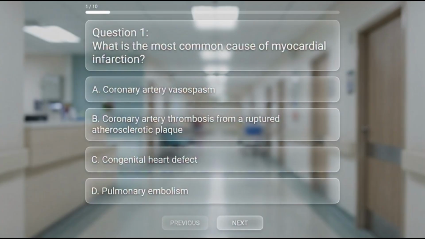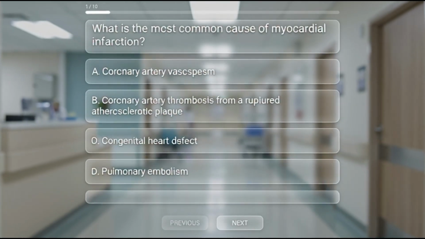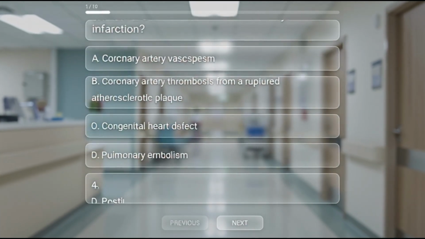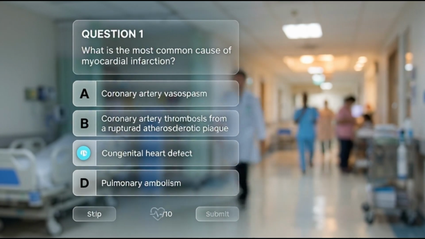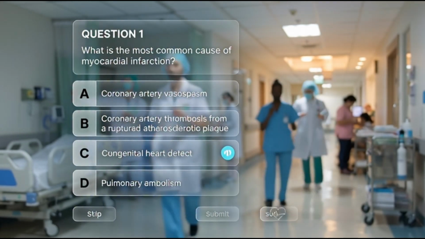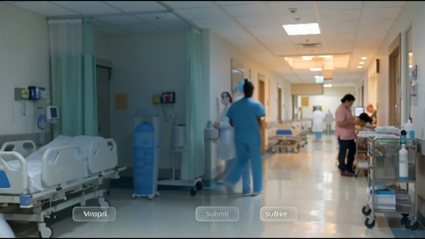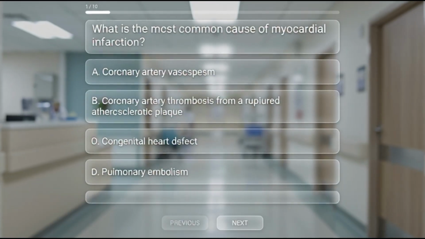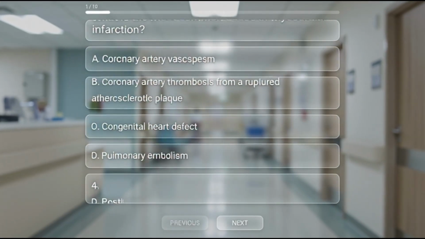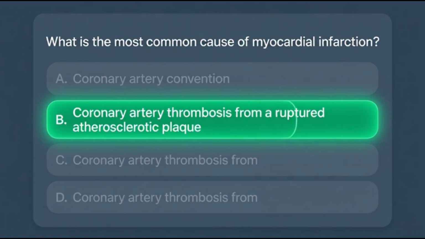Let's begin. Question number 1. What is the most common cause of myocardial infarction? A. Coronary artery vasospasm. B. Coronary artery thrombosis from a ruptured atherosclerotic plaque. C. Congenital heart defect. D. Pulmonary embolism. The correct answer is B. Coronary artery thrombosis from a ruptured atherosclerotic plaque.